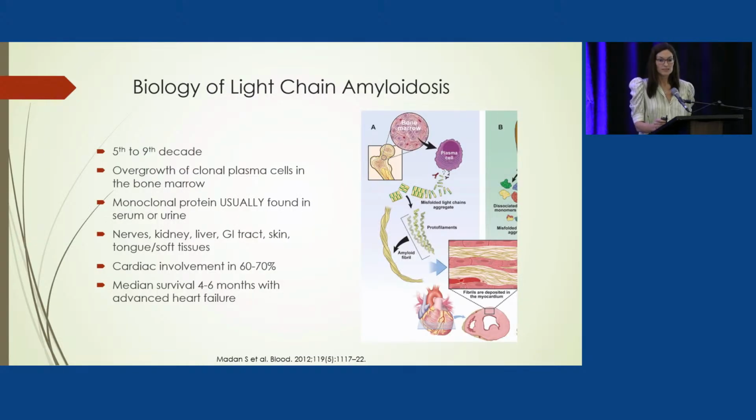Light chain amyloidosis is a little different. It occurs due to the overgrowth of clonal plasma cells in the bone marrow, and these plasma cells in turn produce an abundance of immunoglobulin light chains, mainly lambda and also kappa. These light chains again are unstable and they misfold and in a similar manner form amyloid fibrils, which can be deposited anywhere in the body. Cardiac involvement in patients with systemic AL amyloidosis occurs in about 60 to 70% of patients and is really a medical emergency.